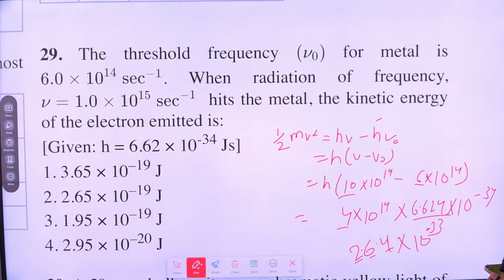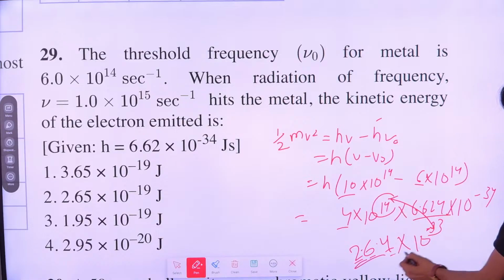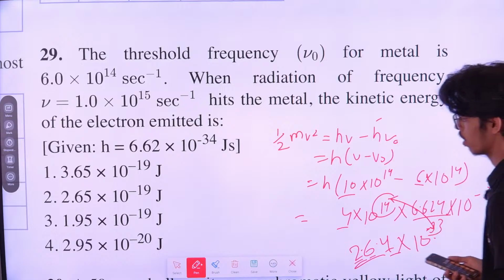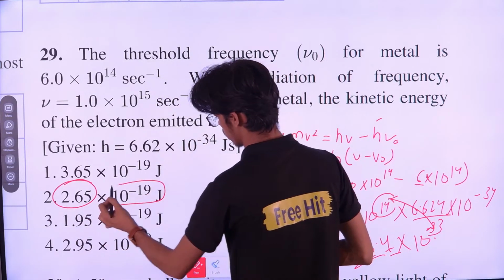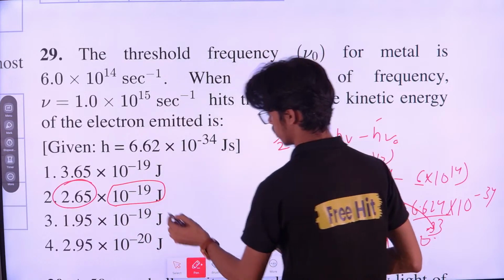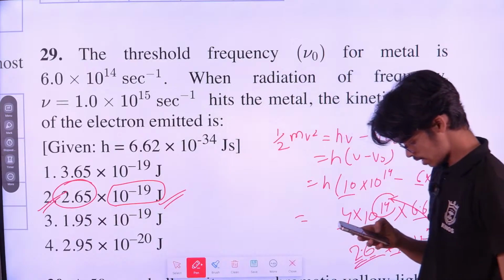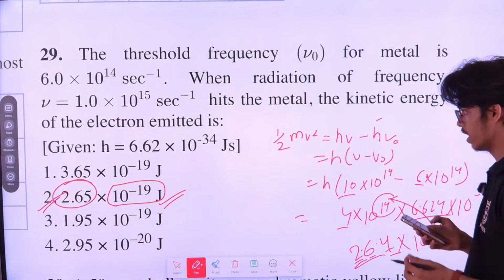Wait, am I doing something wrong? Why am I getting this answer? Okay, I have to subtract this thing also, right? Okay, so 2.6 something and then 33 and plus 14 is nearly 19. So 2.65 and 10 to the power minus 19. 33 and 14. Okay, good. Yes, this is the right option. Option number 2. Let's see who has given option number 2 first. Kanishka is the first person to answer this question correctly.